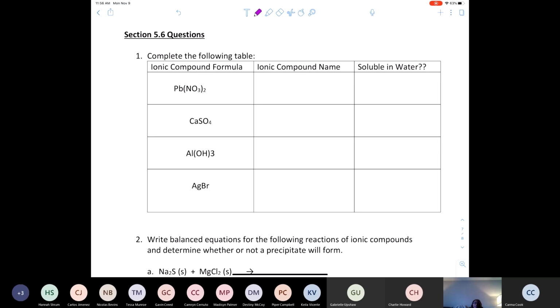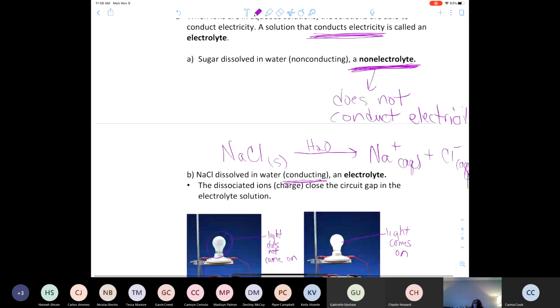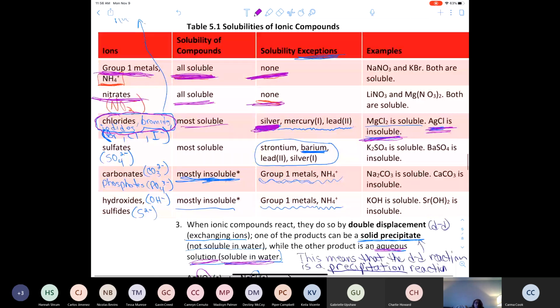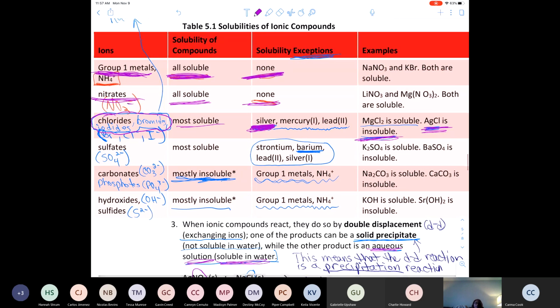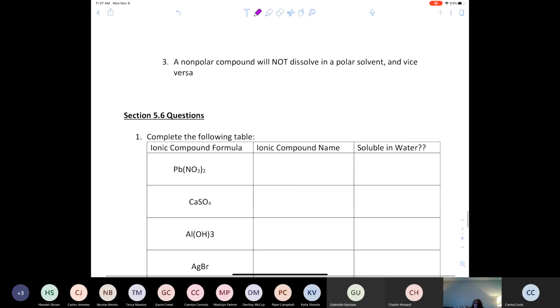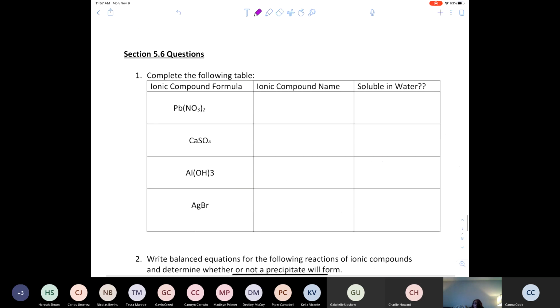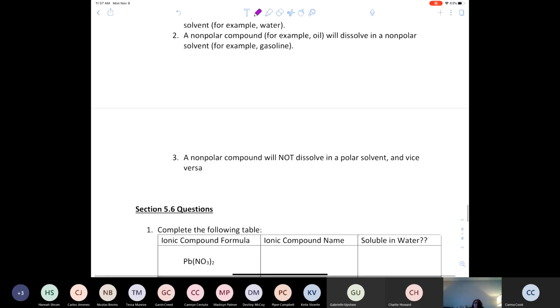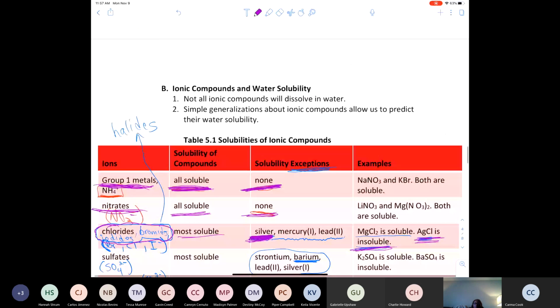So lead nitrate contains the nitrate polyatomic ion. The first 2 rules are very easy to memorize. If it's a group 1 metal, or if it's the NH4 plus cation, a part of the ionic compound, then it's soluble. If the ionic compound contains the nitrate polyatomic ion, it's soluble. So therefore, lead nitrate contains the nitrate polyatomic ion. And for these first two rules, there are no exceptions.